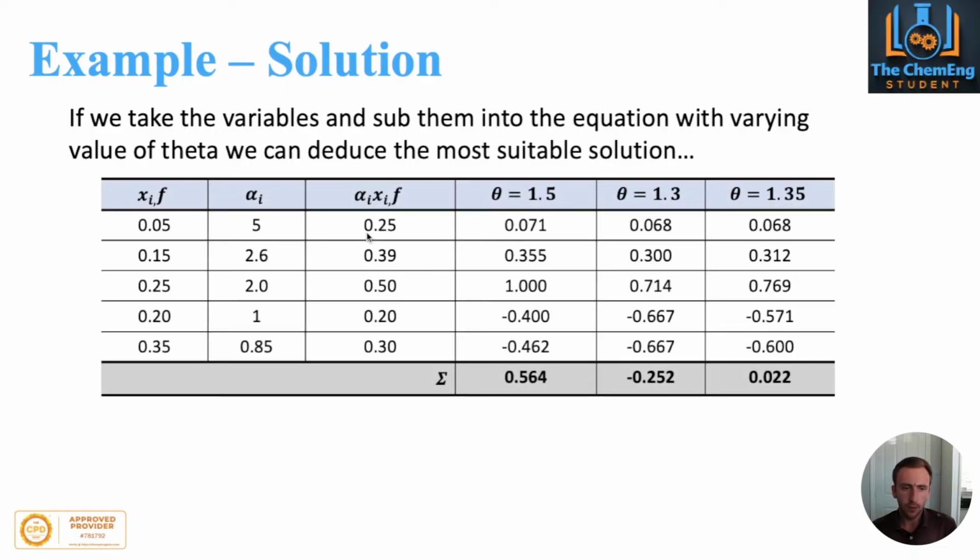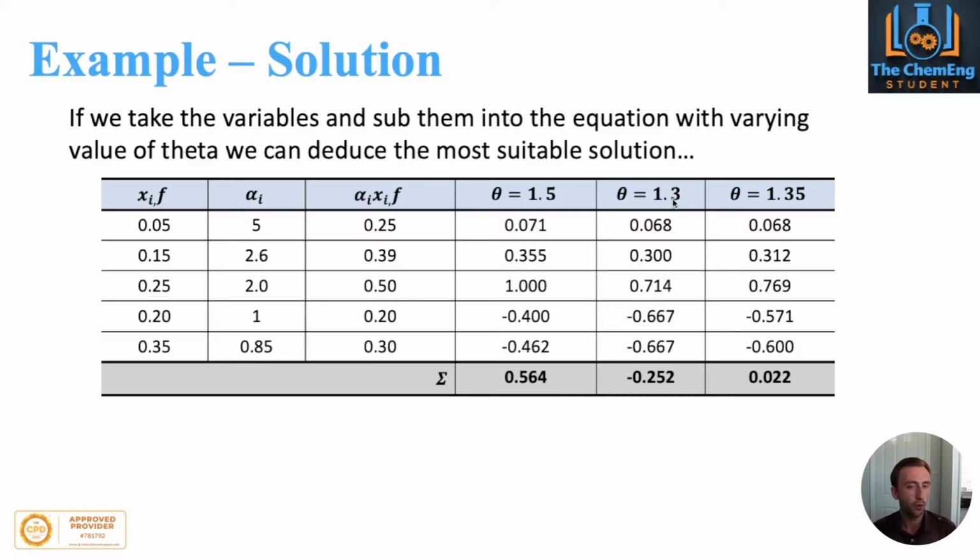So essentially what we need to do is take each of the variables that we have, and I've constructed a table. You have your xi, these are the feed compositions, you have your volatilities respectively, and then we multiply these values together and we get this one here. Now I've tested a value of theta at 1.5, and that gave us a summation of 0.564. Now remember, the right-hand side of this equation is equal to 0. So we need this as close to 0 as possible. So that's not going to work.